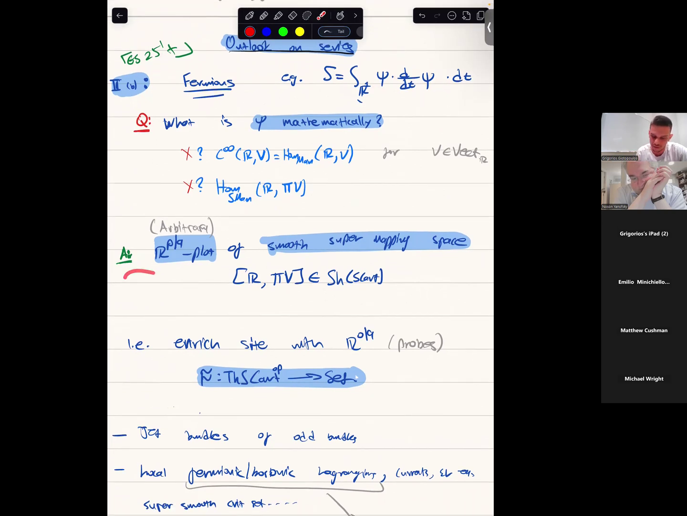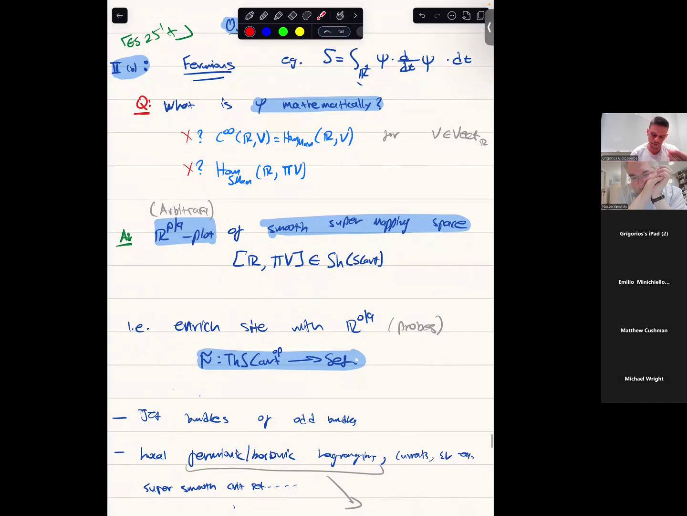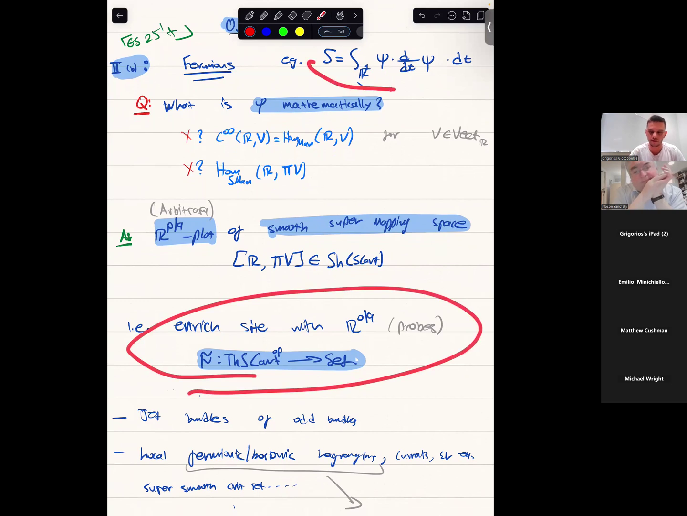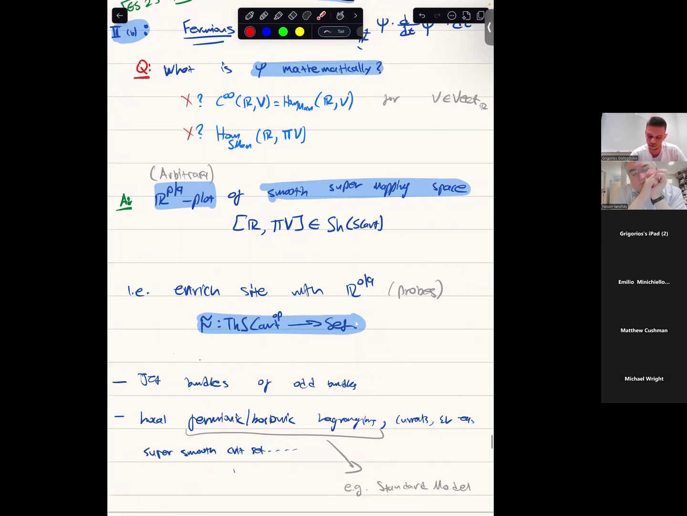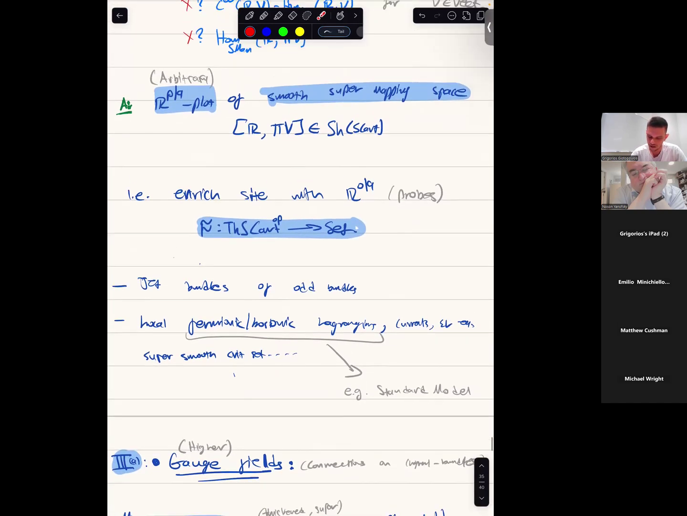The answer is that it's an arbitrary plot of this smooth, thickened super mapping space. So you need to further extend your site to include odd Cartesian spaces. I will not go into it, but that's the whole point. Once you enlarge it, then these weird formulas also become rigorous. They become an arrow in a category, and you can work with them completely rigorously. You have a level-wise interpretation. Anyways, you get jet bundles of odd bundles, local fermionic, bosonic Lagrangians, currents, and so on. They extend, and this includes the standard model.